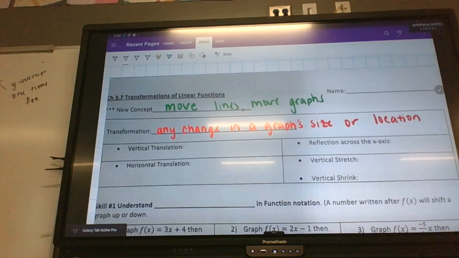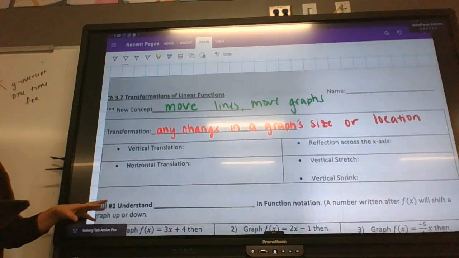Alright, what is a transformation? A transformation is a change, any change, in a graph's size or location. And maybe some of you have heard this vocabulary before.